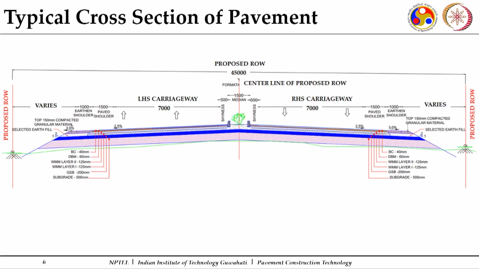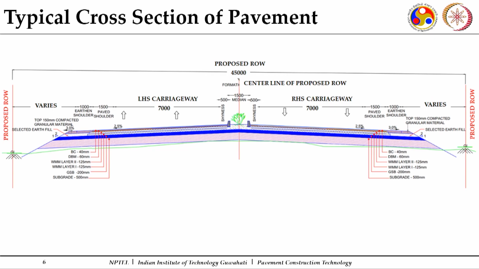Here a typical cross section has been shown, where you can see there is a median of 1.5 meter width, then there is a carriageway of 7 meter width, followed by a paved shoulder and earthen shoulder. It shows the right of way also, the proposed ROW.